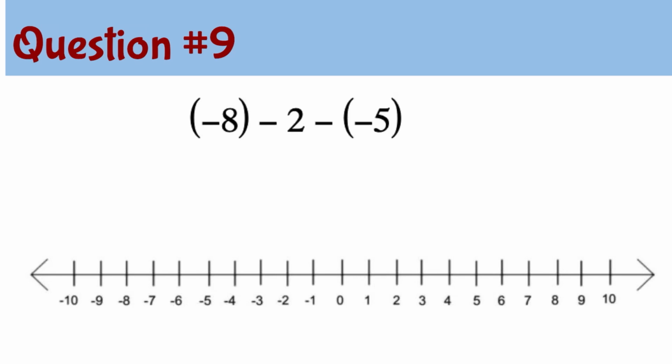Question 9. Negative 8 minus 2 minus negative 5. For this question, we're starting with negative 8.